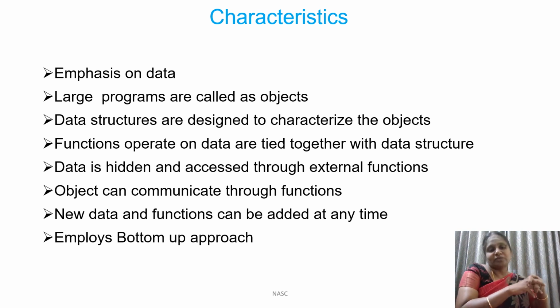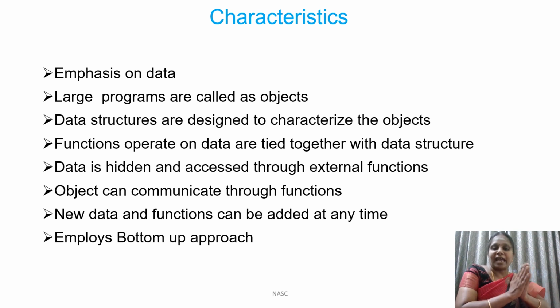These are a few characteristics of object-oriented programming. The importance is given to data. Mainly, data security is the primary objective of object-oriented programming. So the first characteristic is that most of the importance is given to the data. How is this possible? Larger programs can be divided into manageable units called objects.